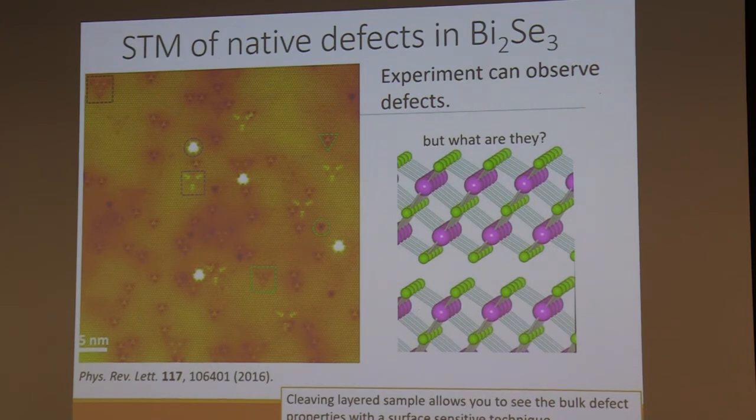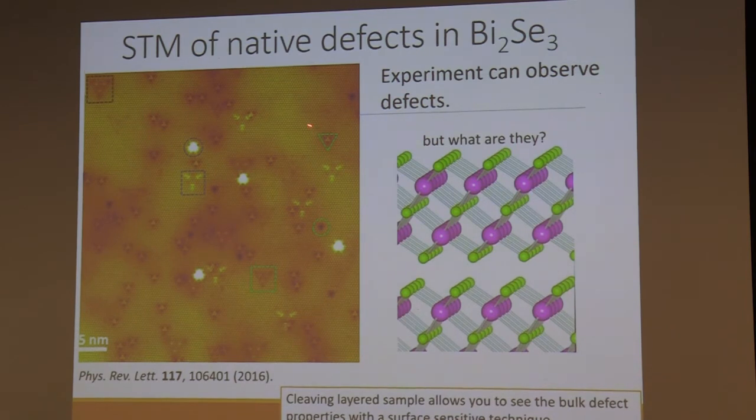STM is a surface sensitive technique. You can really look at the surface of a material. But when you have a layered material like this, you have your bulk material, then you cleave the surface and just chop it off, and then you examine the surface. Since this is a very weak bond, you're essentially looking at what the bulk would be. So it's a nice tool for seeing what's in your bulk material.